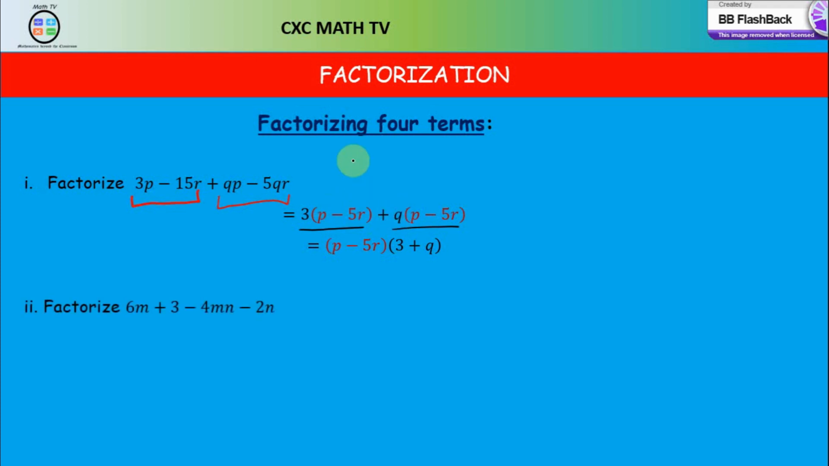Another example. We see 6m plus 3 and minus 4mn minus 2n. First two, they have what in common? They have 3 in common and we're left with 2m plus 1. The next two have what in common? Negative 2n. Divide this by negative 2n, you'd be left with 2m. Divide this by negative 2n, you'd be left with positive 1. So that's what we did.